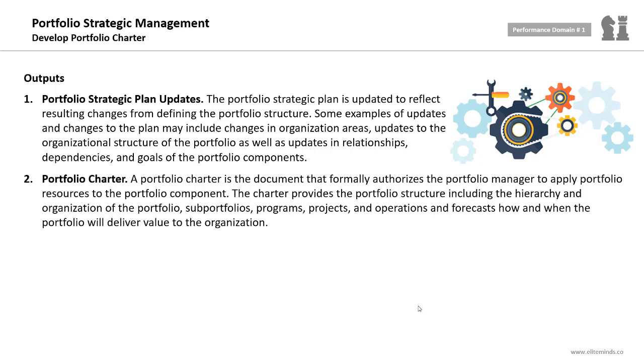The second output, and it is the key output of this process, is the portfolio charter. It's the document that formally authorizes the portfolio manager to apply portfolio resources to the portfolio components. The charter provides the portfolio structure, including the hierarchy and organization of the portfolio, sub-portfolios, programs, projects, and operations, and forecasts how and when the portfolio will deliver value to the organization.